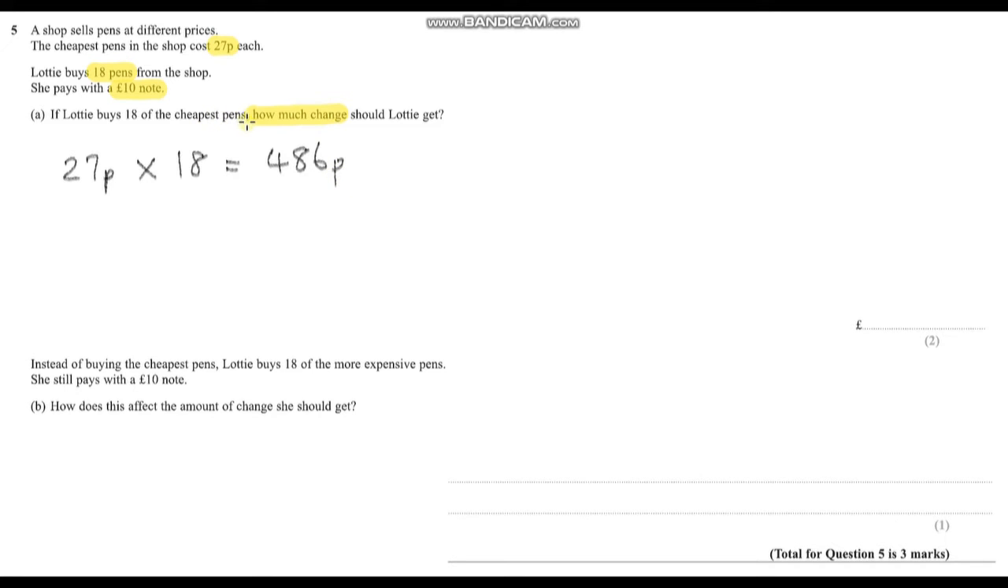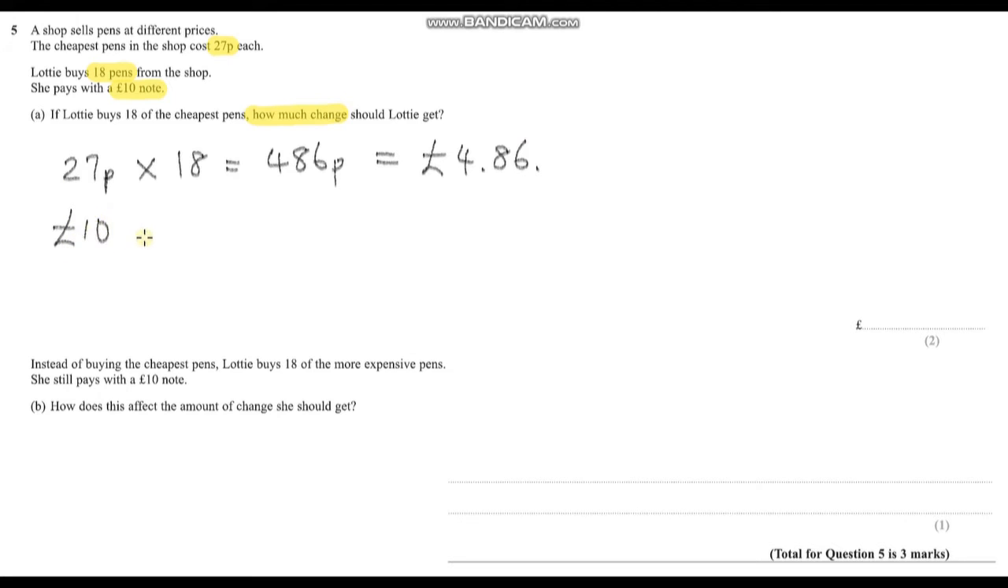But it's probably easier to work in pounds and pence. So that is exactly the same as £4.86. So that's the amount of money she spends. So how much change does she get? Well, we just need to take this away from £10.